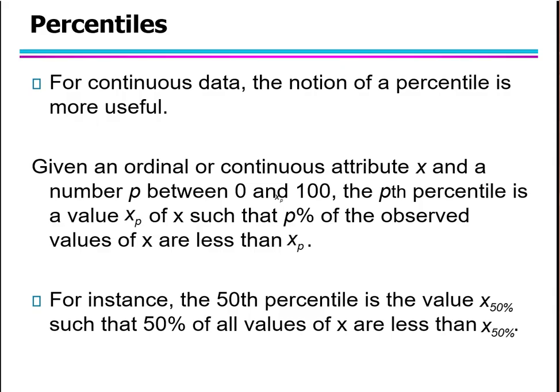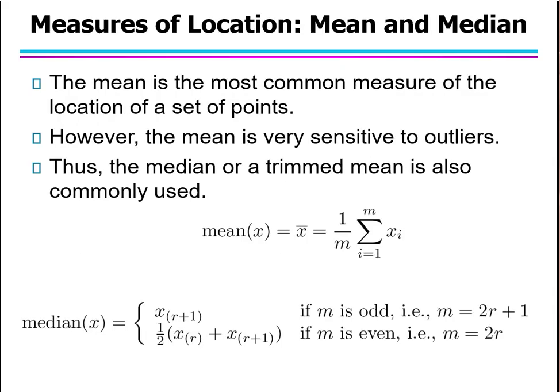Percentiles. For continuous data, the concept of percentile is often more useful than frequency. Given an ordinal or continuous attribute x and a number p between 0 and 100, the pth percentile is a value of x such that p percent of the observed values are less than that value. For example, the 50th percentile is the value below which 50% of our values fall. Percentiles give us a way to understand the distribution of our continuous data.